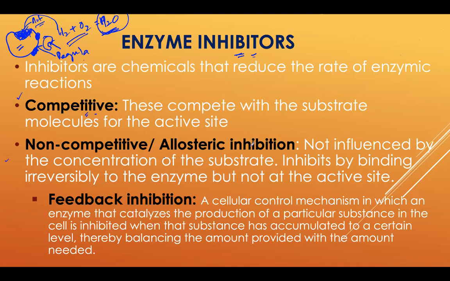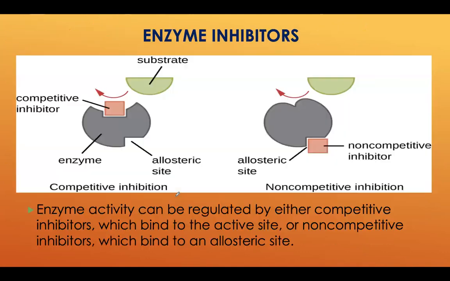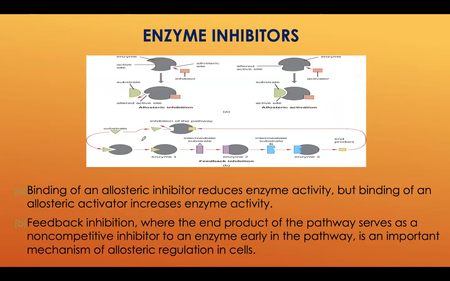Now inhibition means one chemical reaction is going on, and you try to stop the chemical reaction. When the body forms enough, okay, we have to stop the reaction, then that's the feedback inhibition. It is sending feedback to stop the chemical reaction. So over here, feedback inhibition is where the end product of the pathway serves as a non-competitive or allosteric inhibitor to an enzyme early in the pathway.